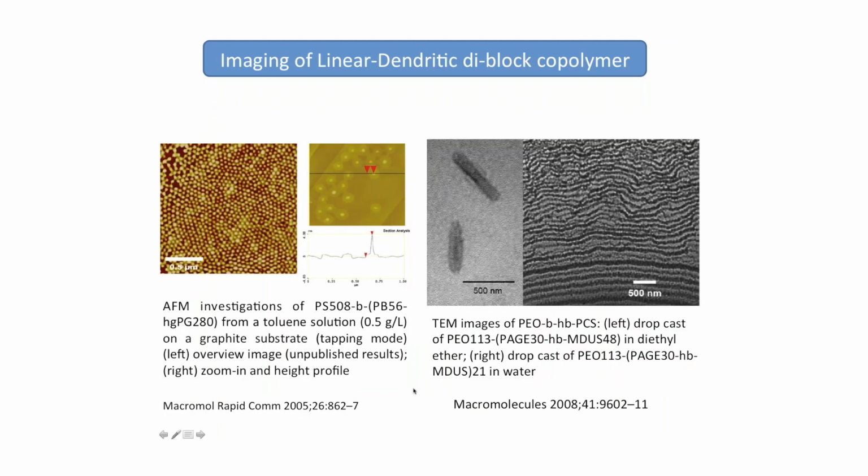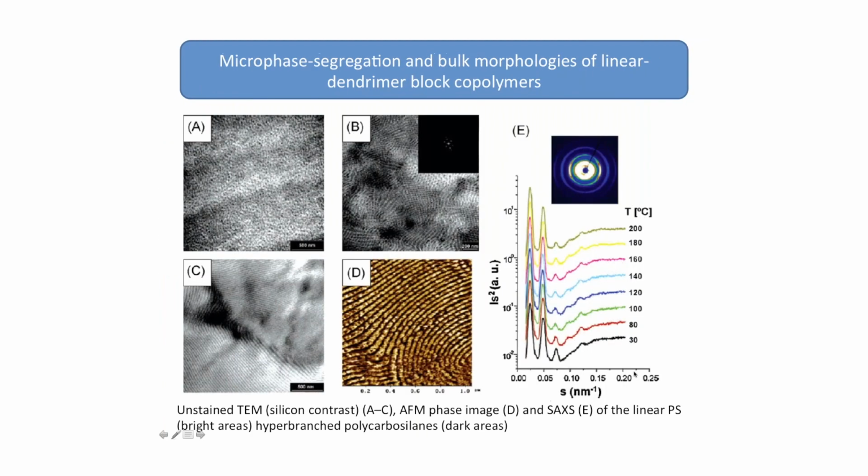Interestingly, they also form very good mesophases that can be observed by atomic force microscopy or transmission electron microscopy, as exhibited by this image based on a polystyrene-polybutadiene block and a polyethylene oxide block with a dendron as well. Here you can see other types of mesophases obtained by transmission electron microscopy, atomic force microscopy, and evaluation by small angle X-ray scattering to look at their periodicity.